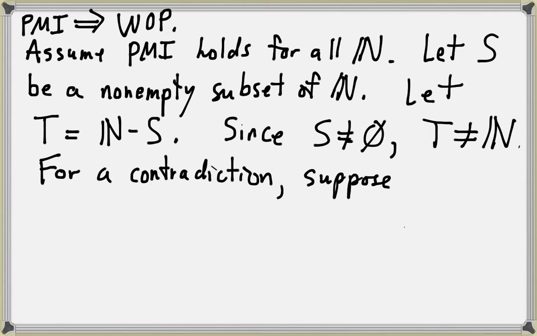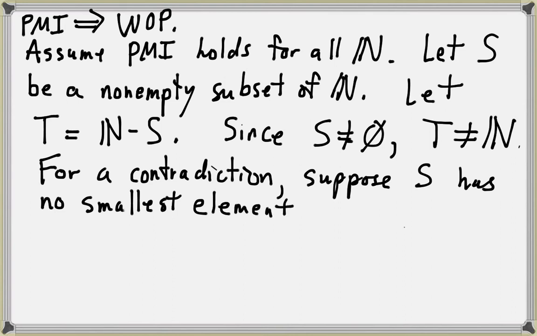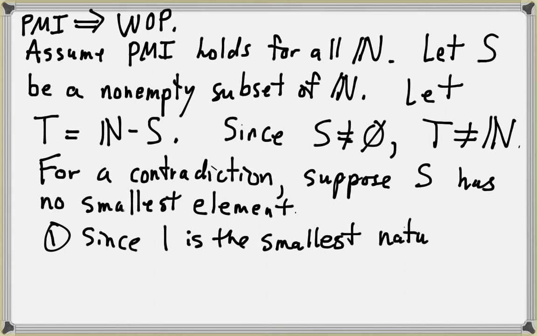Okay, so suppose that S has no smallest element. Since 1 is the smallest element of all natural numbers, and S has no smallest element, 1 can't be in S. Okay, so this is really kind of the basis step here that we're using. Since 1 is the smallest natural number, 1 can't be in S. Otherwise, it would be the smallest element of S. And we assume that S has no smallest element. So 1 must be in T.